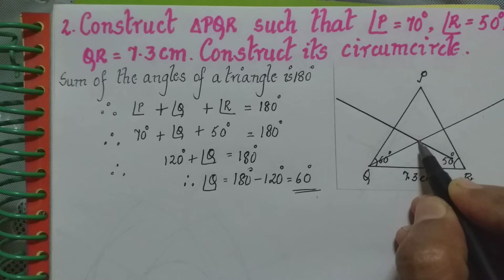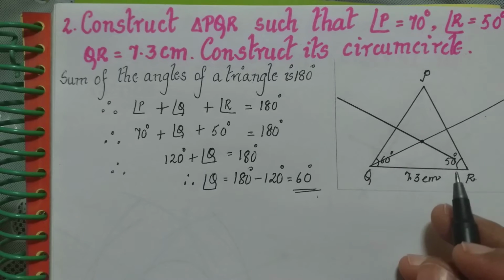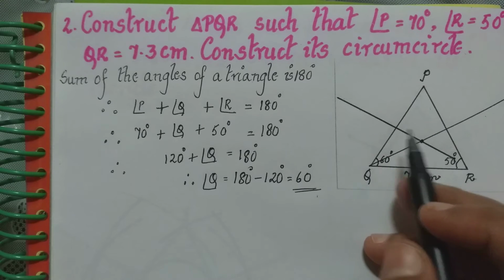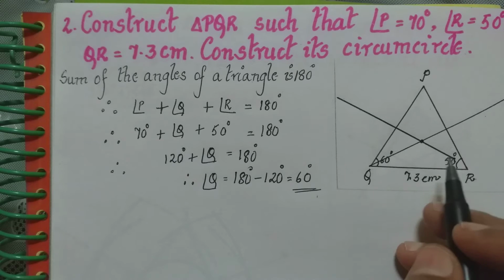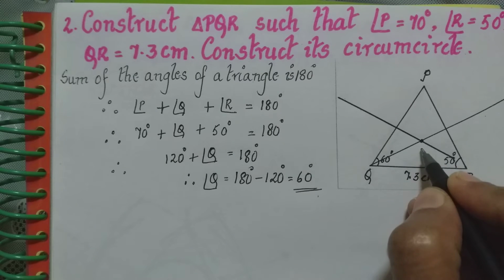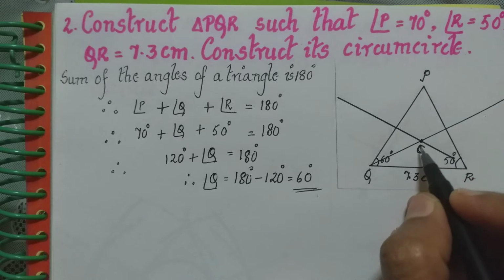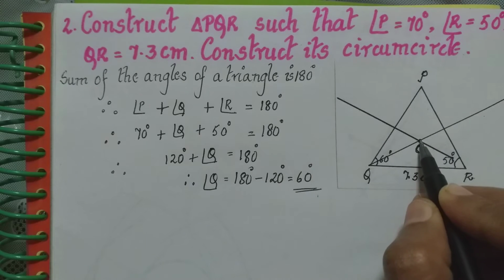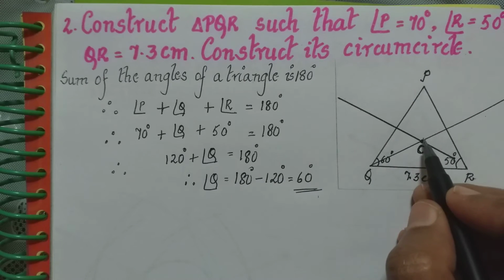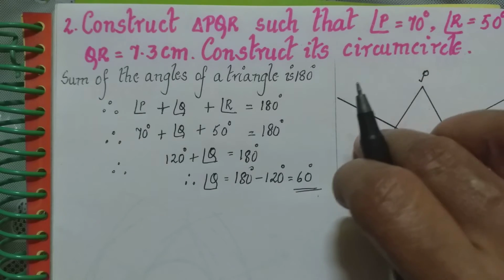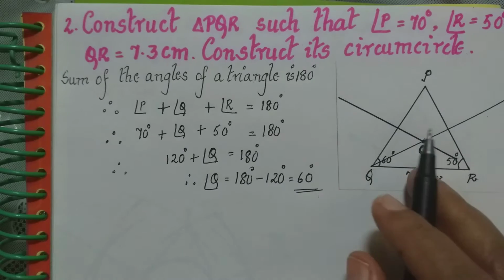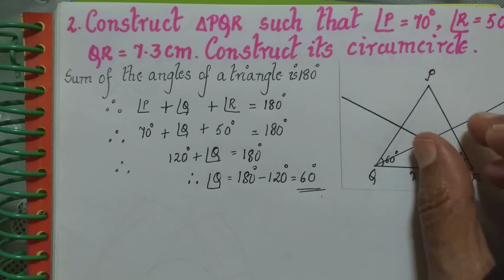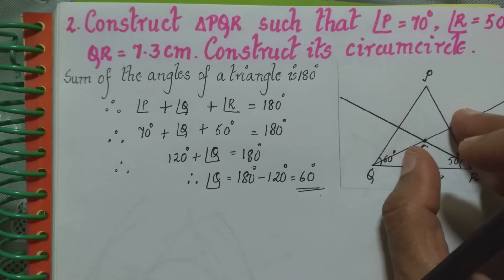Now this point at which the perpendicular bisectors meet, that will be the circumcenter. Like in the incircle, the point where the angle bisectors meet, we said, is the incenter. Here this is the circumcenter. Now once we get the circumcenter, what do we do? We keep the point of the compass at the circumcenter and measure the distance to each of the vertices. What is the difference from the incenter? In the incenter, once we get the incenter, we measure the distance to the edges of the triangle.